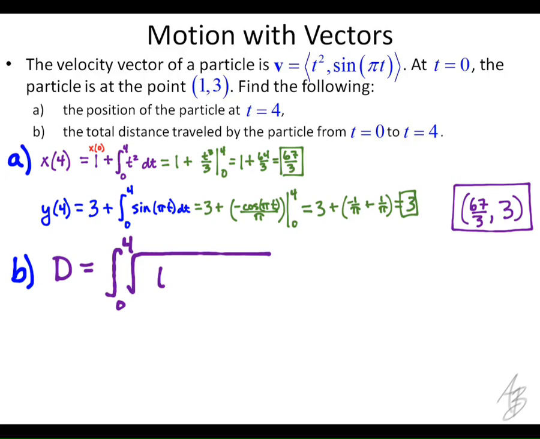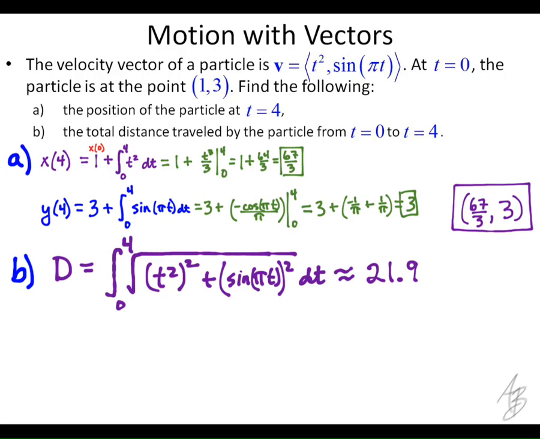So we're going to have t squared plus sine of pi t, squared, with respect to time. This is not an integral that I'm going to ask you to evaluate by hand, so you can pull out your calculator and punch it in there. You want to make sure you're in the right mode here, and you should get about 21.964 for that total distance traveled.